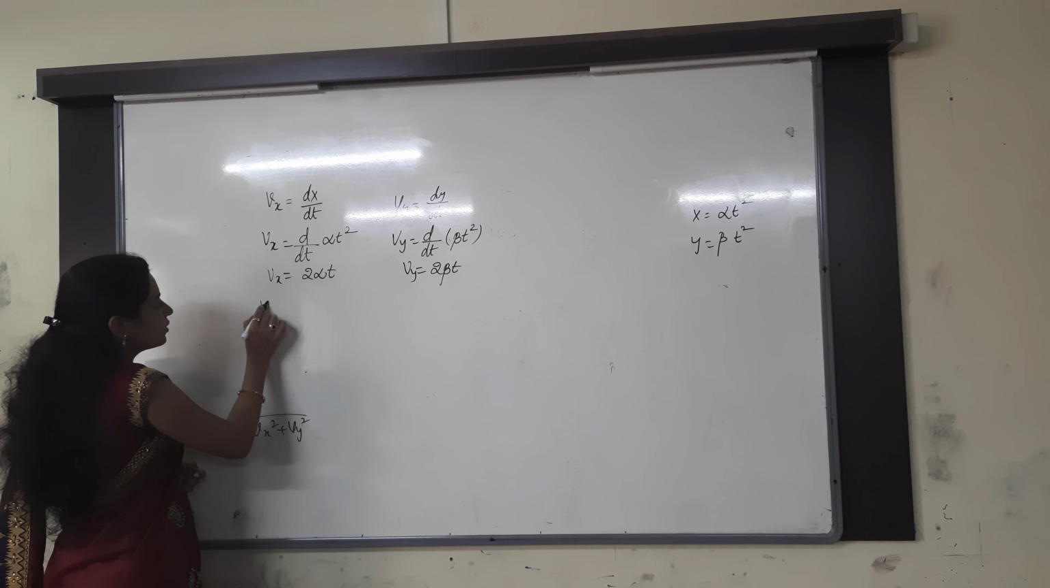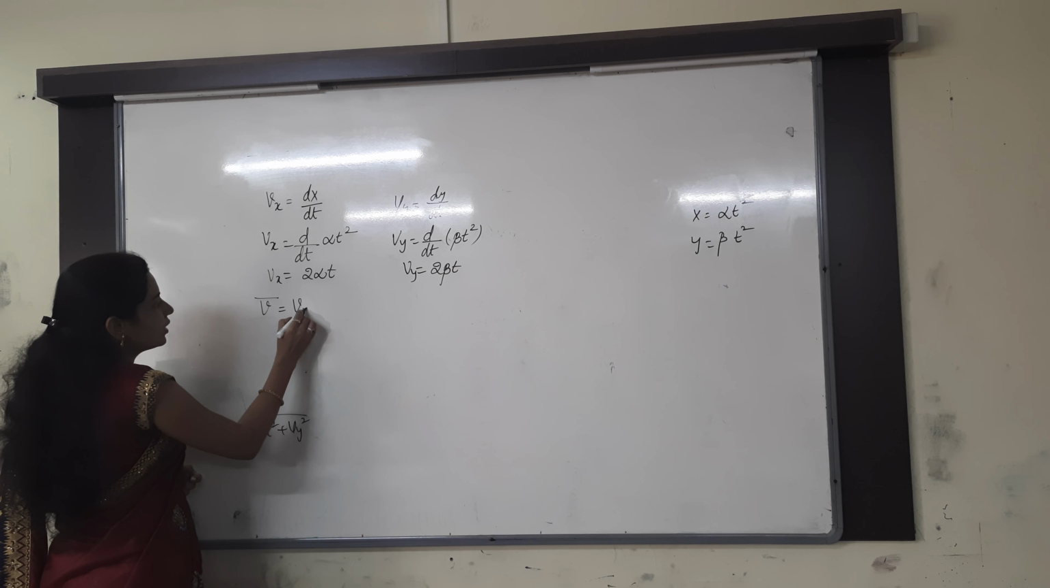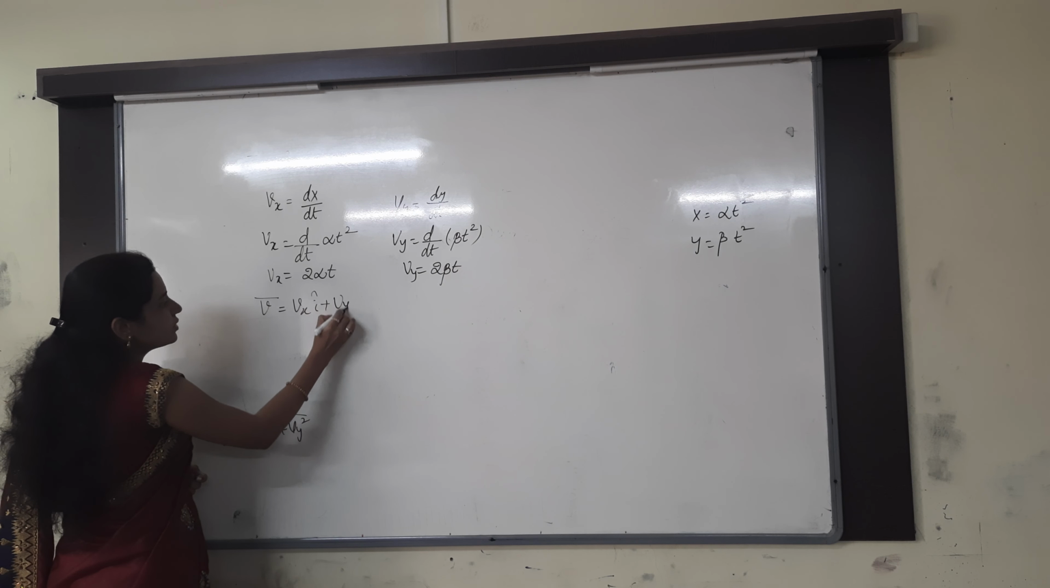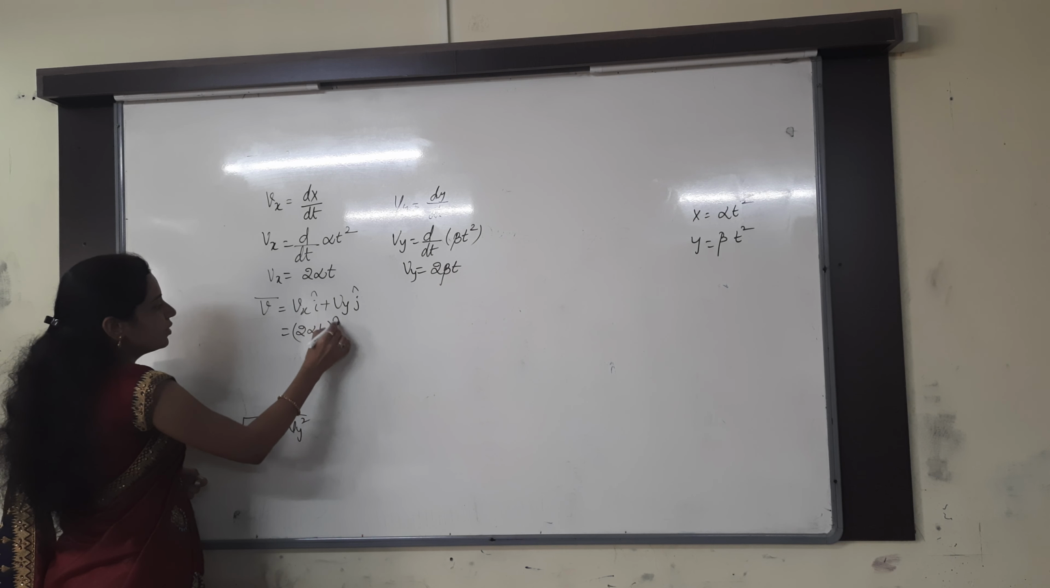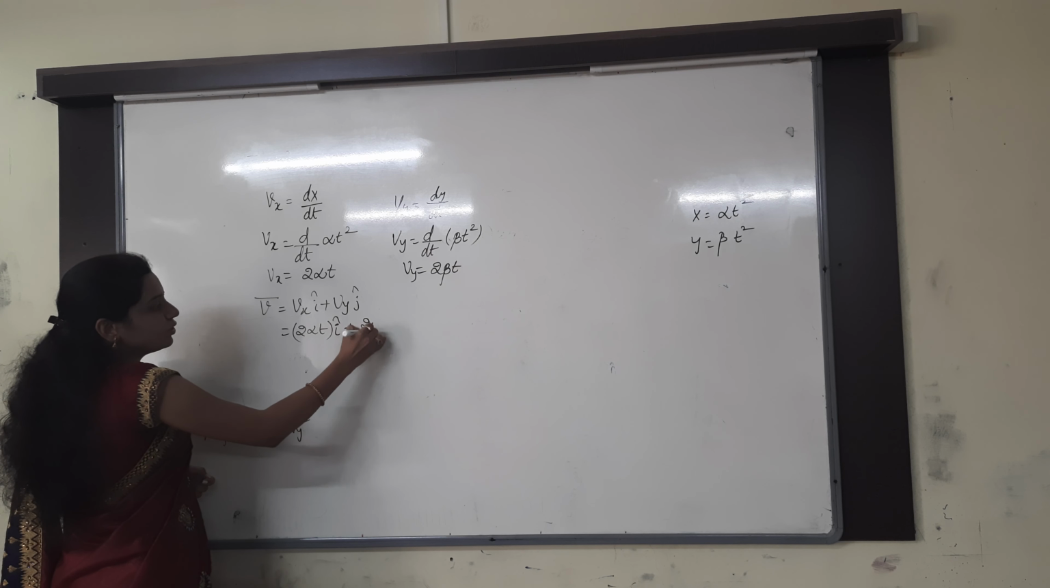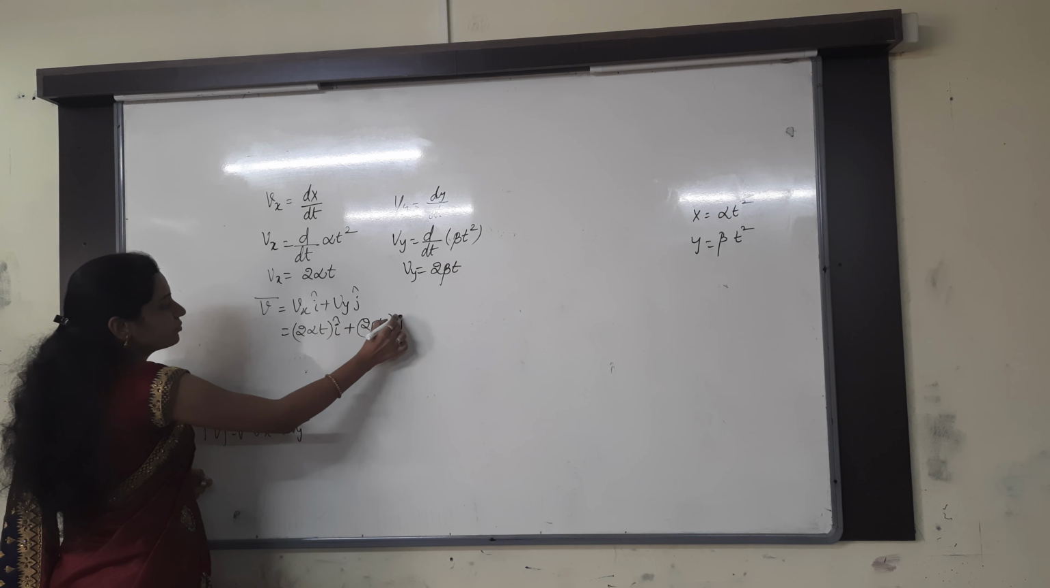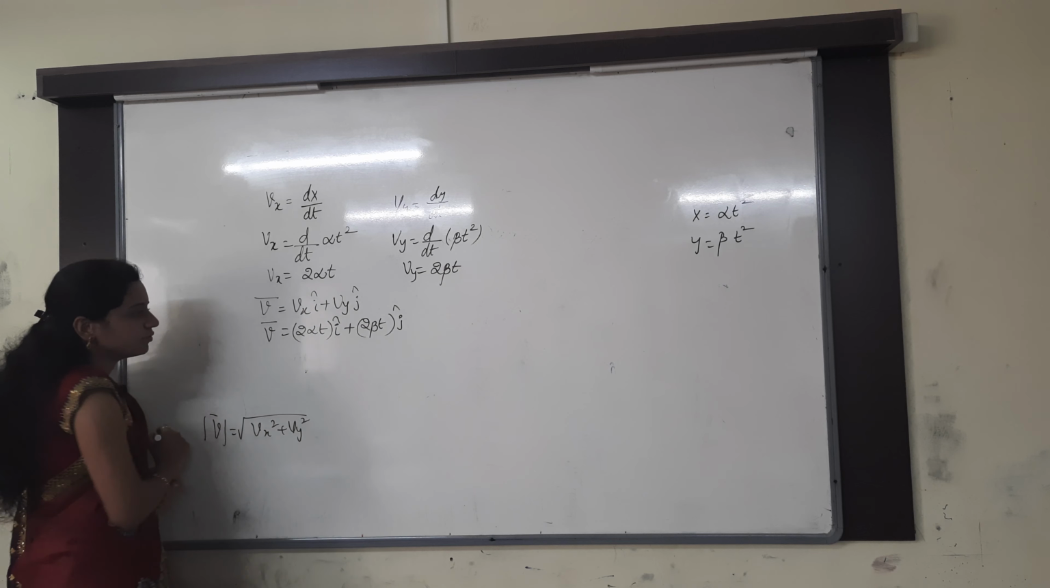Now write the total velocity. Velocity is equals to what I can write? Vx i cap plus Vy j cap. Vx is how much? 2 alpha t i cap plus Vy is how much? 2 beta t j cap. This is the V bar.